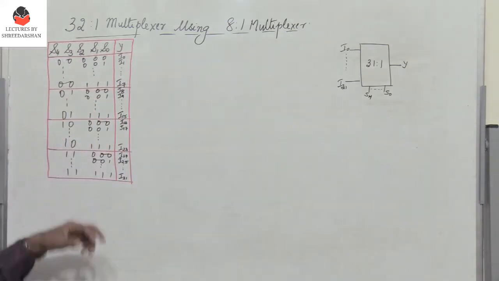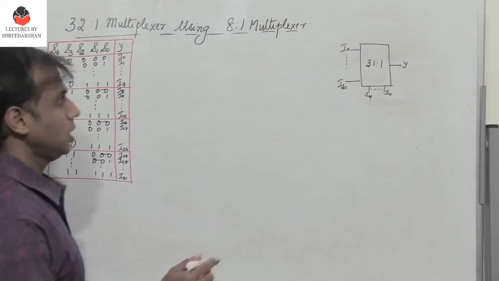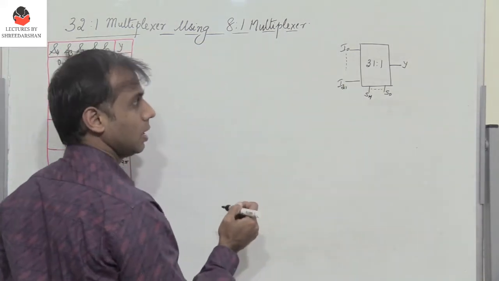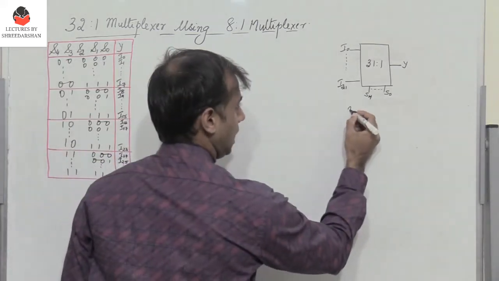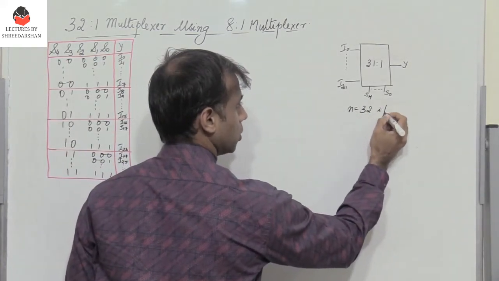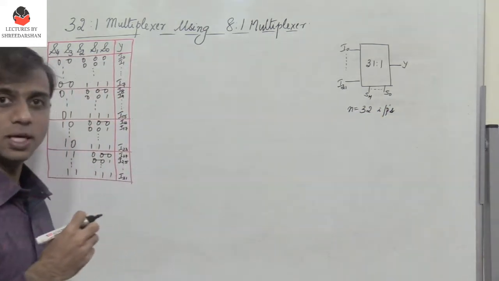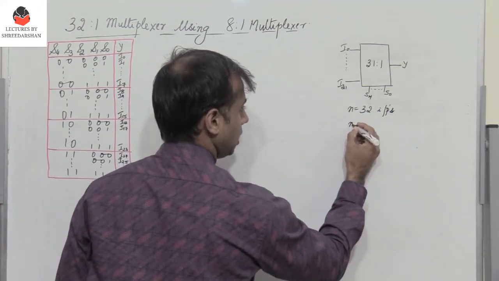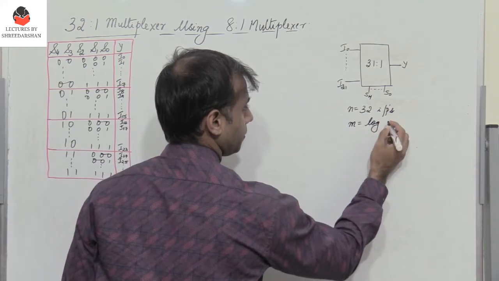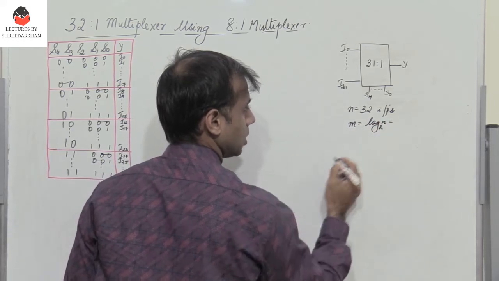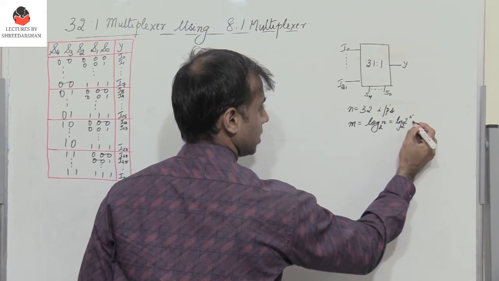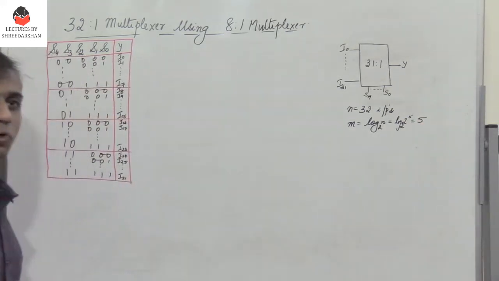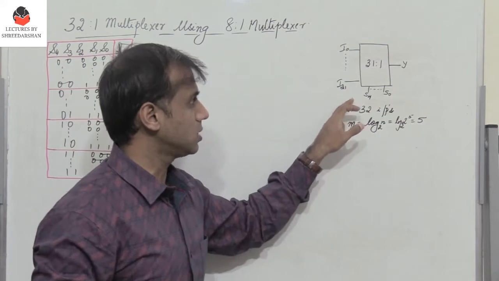So coming back, since we have 32 inputs, let the inputs be I0 to I31 and there is a single output Y. Now we need to identify the number of select lines. Here n equals 32, which is the number of inputs. To get the number of select lines, how do we calculate? We have already seen that: m equals log n to base 2. 32 can be written as 2 power 5, so it is log 2 power 5 to base 2, which gives us 5. Therefore we need 5 select lines, and they are S0 to S4.